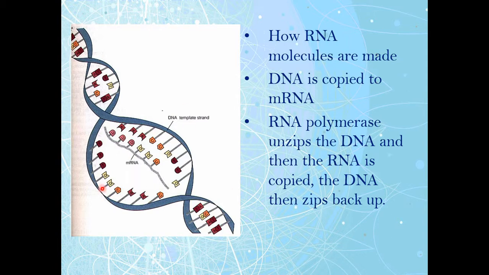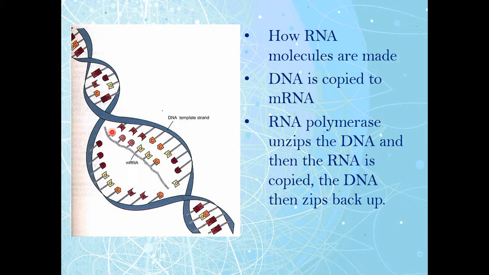During this particular process of transcription, we're going to talk about DNA being copied into mRNA, because that's what is used to make the proteins. The enzyme that does that is RNA polymerase. It unzips the DNA, and then the RNA is copied from a complementary standpoint, and the DNA then zips back up. So here you can see that the adenine is pairing with uracil.